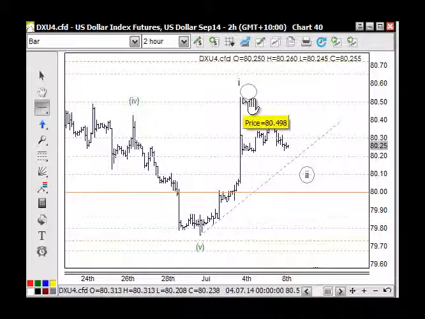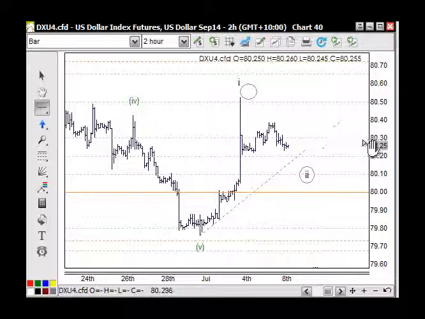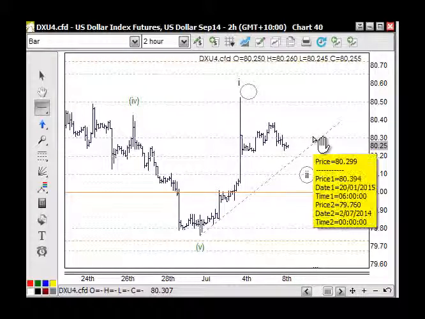The main point here is that if this is an impulse wave to the upside, and we've got an A and a B and a C wave moving back into this area, then confirmation to the upside would be finding support on top of what we call group 1, the 80-30 area here. But it needs to be tested. It's not enough to just move up, it must test back and actually find support there.